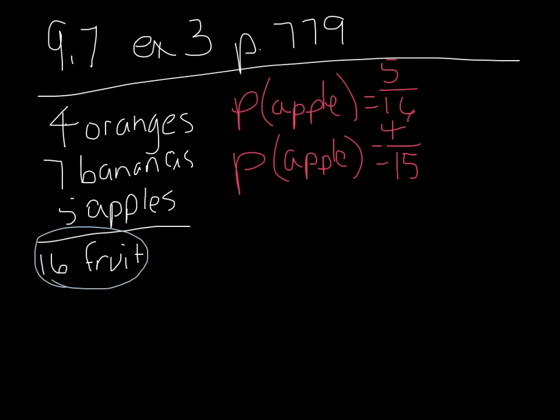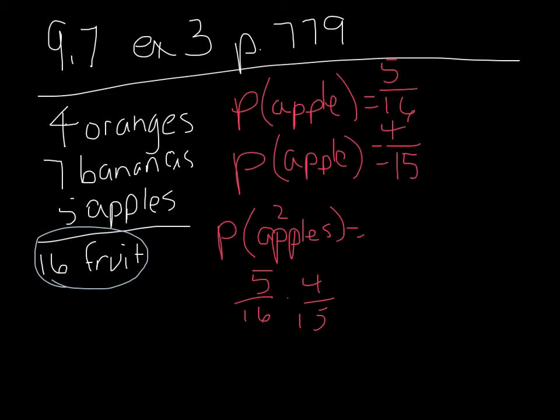And so if we want to know what's the probability of both apples being selected, 2 apples being selected, then you would take 5 out of 16 times 4 out of 15, because the second one is dependent on the first one. And so we can cross simplify. I'm going to change the color of the marker. Okay. And so we can cross simplify.